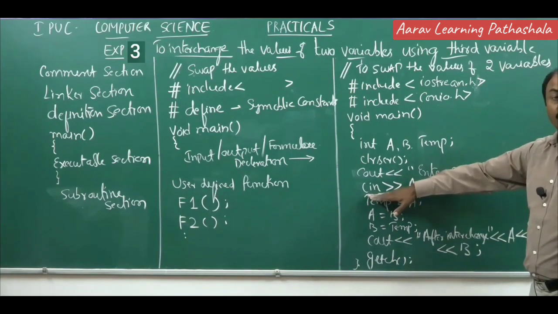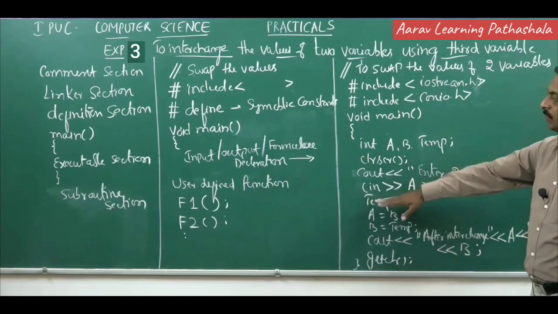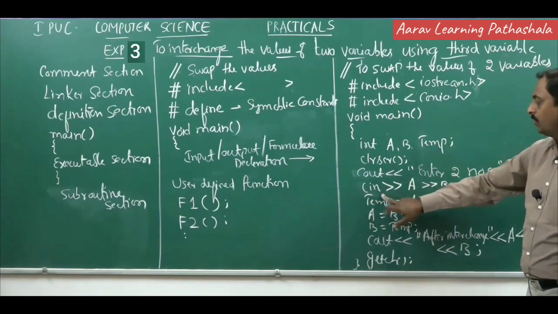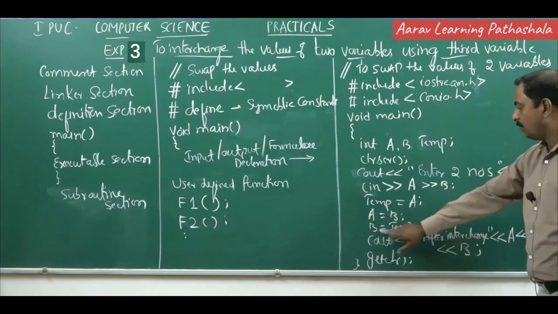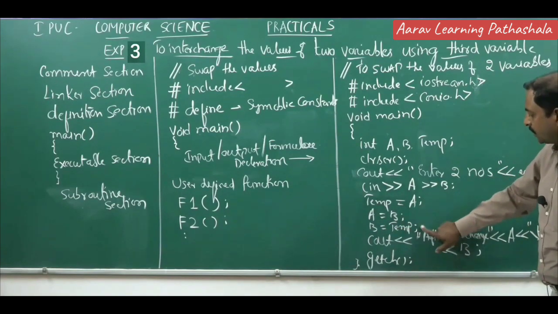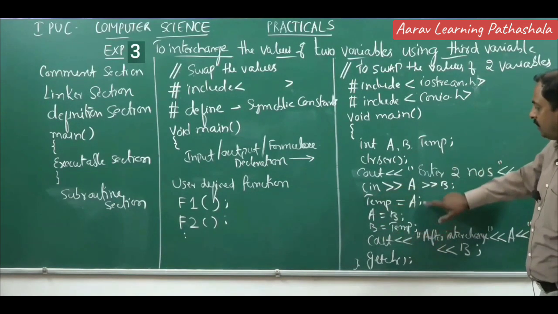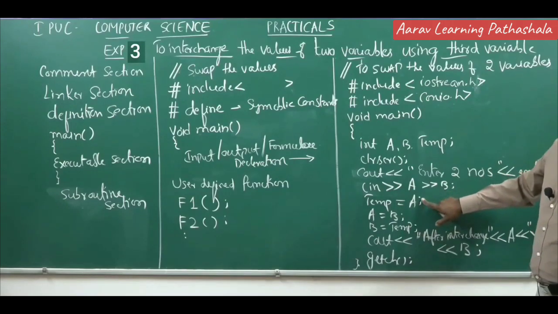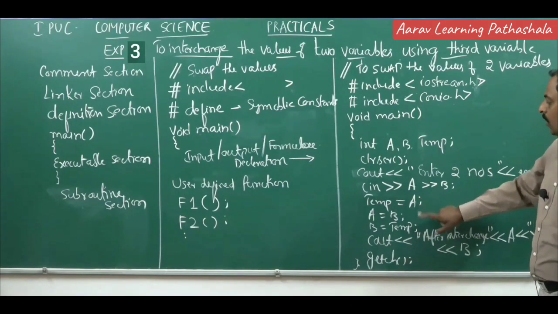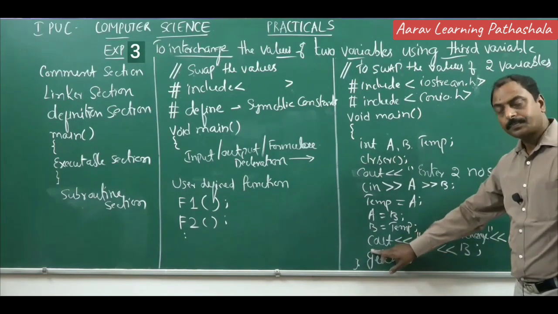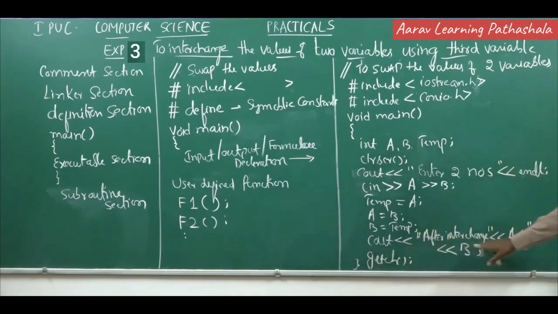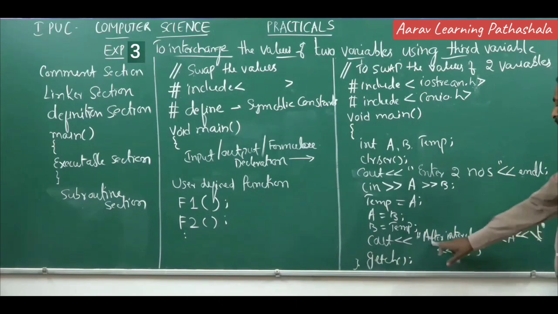Next, you have to apply the formula. I have already explained the logic to you. We are using the variable temp equal to a, a equal to b, and b equal to temp. This is the logic. With the help of these three statements, the values have been interchanged. After this, we have to make use of an output statement to print the values of a and b after interchange.